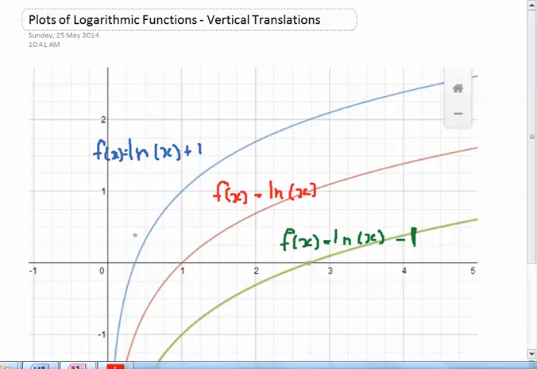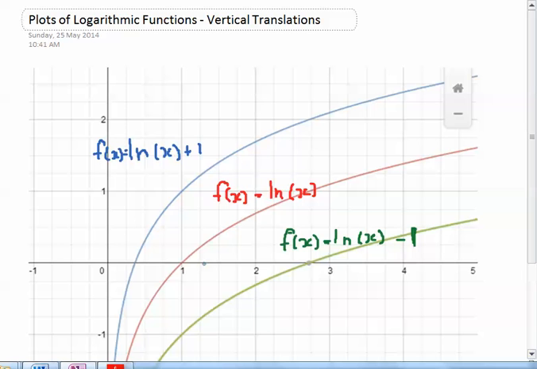Firstly, notice that the vertical asymptote's the same, so we're still interested in when x approaches 0, and in fact when this argument in here, what's between the brackets, equals 0. Okay, so that's not going to change if we just shift up or down, is it? So same vertical asymptote, x equals 0.